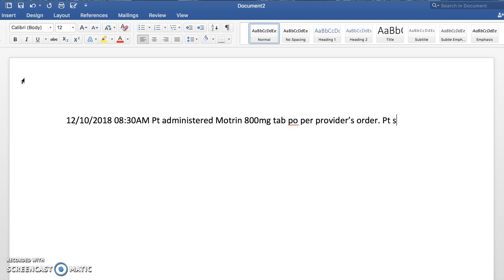The patient stated that they had no known drug allergies and has used the medication previously without any complication.